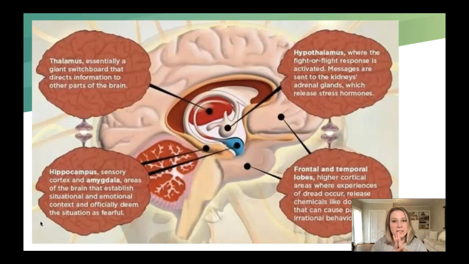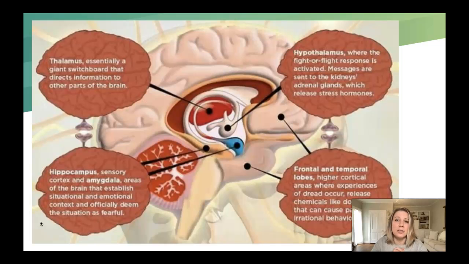Okay, so this is your brain on fear. Most of the regions shown here are in the limbic system. Remember that midbrain area. The hippocampus, the sensory cortex, and the amygdala are all areas of the brain that establish situational and emotional context and officially deem the situation as fearful and dangerous. And then the hypothalamus is where the fight or flight response is activated. Messages are sent out to the kidneys and adrenal glands, which releases stress hormones like we were talking about earlier.